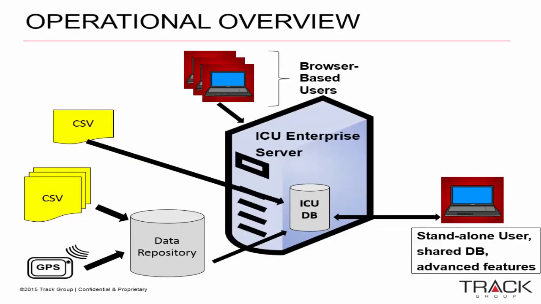As you can see from the illustration, there are multiple ways to get your GPS track files into ICU. You can import directly from CSV files that would contain an extract from any commonly used surveillance device. You can also use a data repository, which can be comprised of a series of CSV files or a data structure that is specifically designed to store the data coming in from your surveillance devices. The input into ICU from a data repository is a fully automated function.